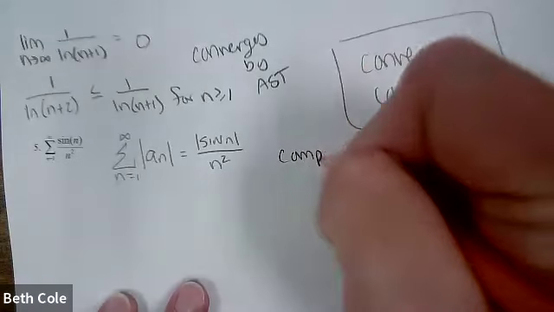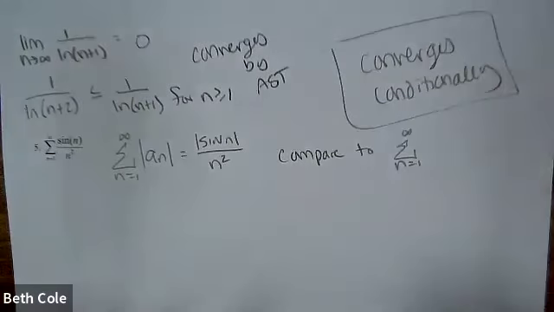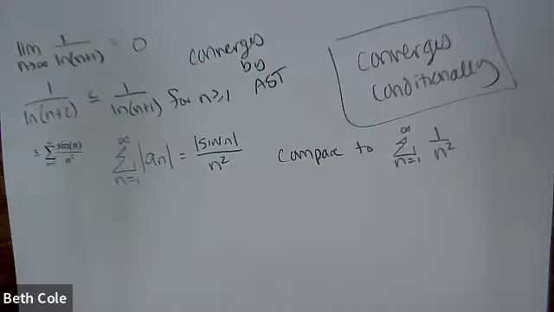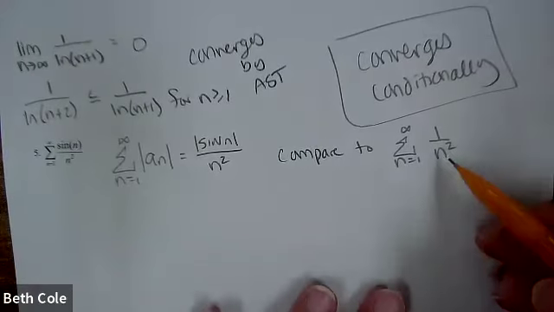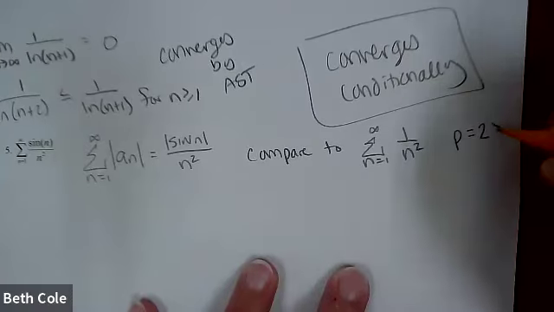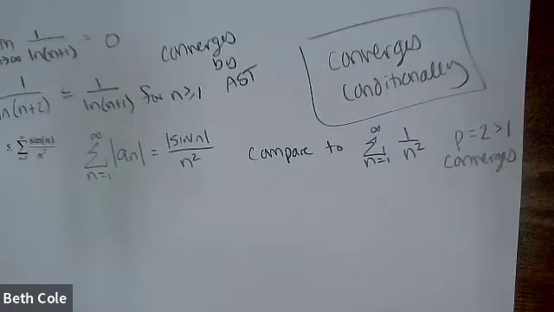So we're going to compare this to, and I want you to think of a series that would be really, really, really easy to compare. Think of something easy. P series where P is 2. The point of a comparison is you're choosing something easy. That's the point. So what do we know about this one? P equals 2, which is greater than 1, so converges.